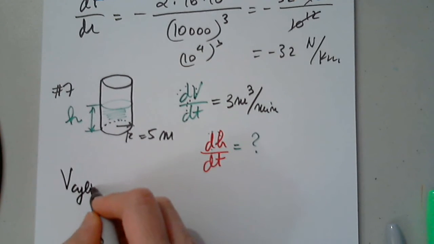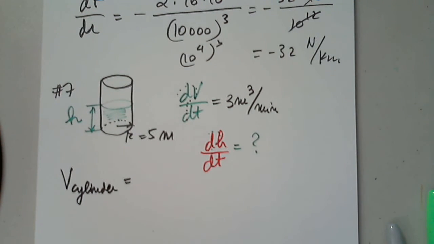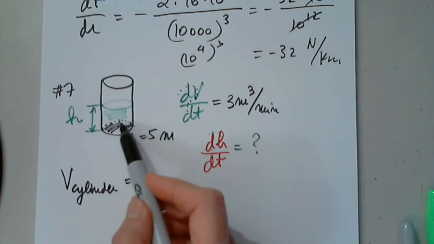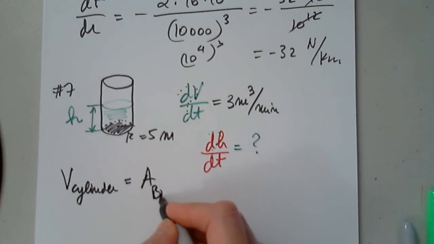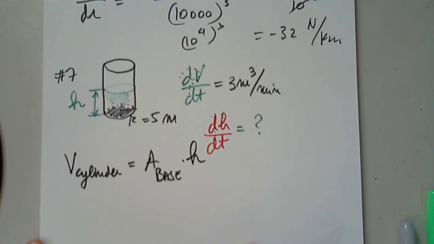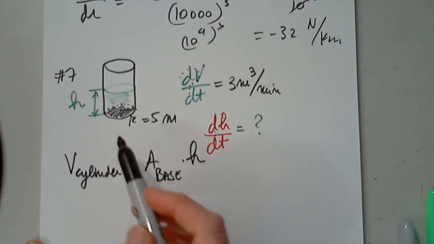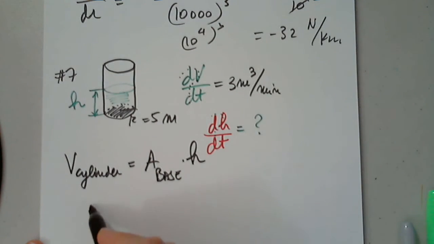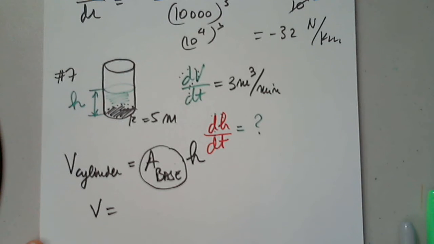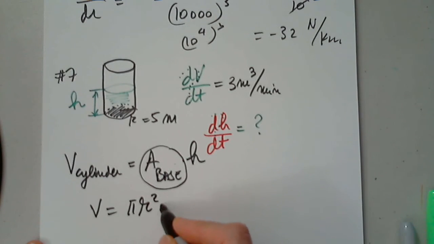Volume of a cylinder. Excellent. What is the volume of a cylinder? It's the area of the base multiplied by the height. Thank you. And if the area of the base is a circle, then how do I replace this? What is the area of a circle equal to? Pi r squared. Excellent. Pi r squared h.